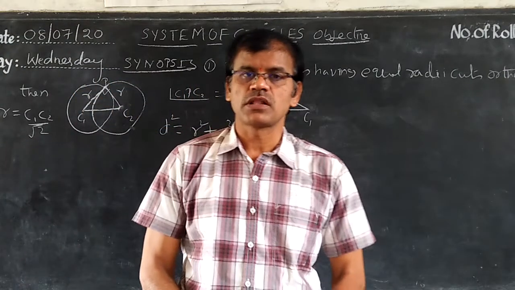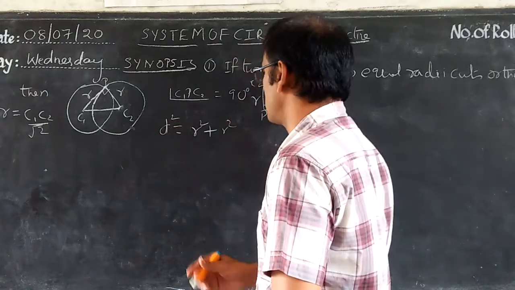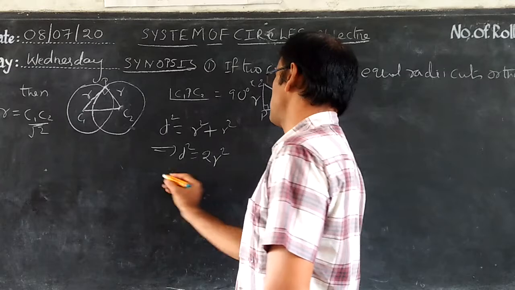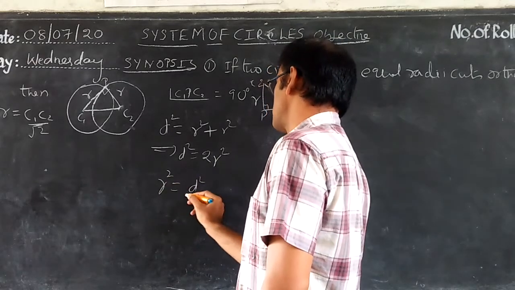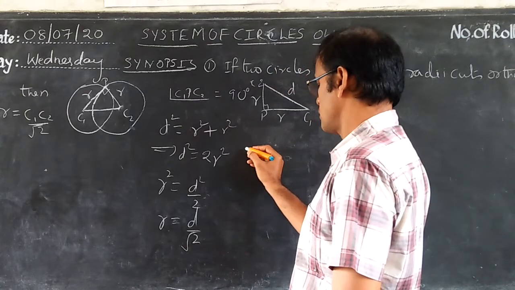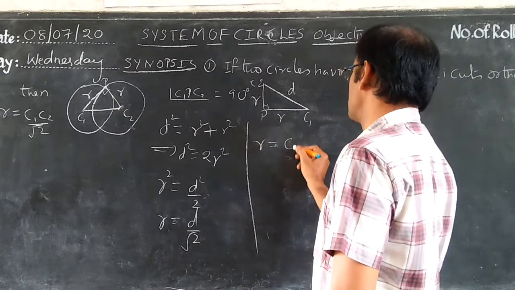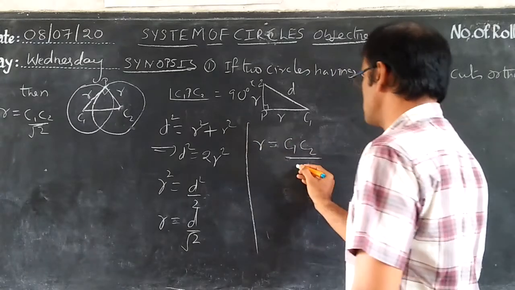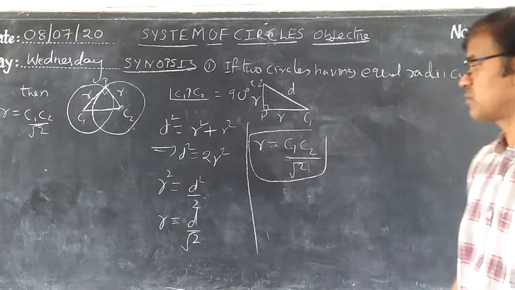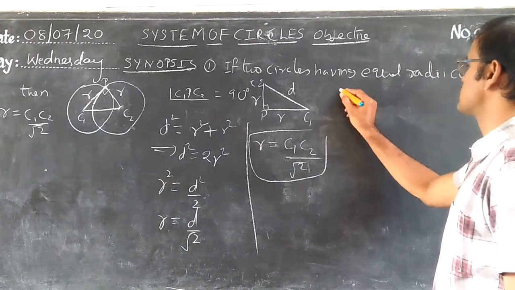Whenever two circles are orthogonal, the condition is D square is equal to R1 square plus R2 square. Now whenever the radii are equal, D square is equal to R square plus R square. So D square is equal to 2R square, and R square is equal to D square by 2, and R is equal to D by root 2. So what is D here? The distance between C1 and C2. In some books it will be given like this. Remember the formula as R is equal to C1C2 by root 2. This is the first synopsis.